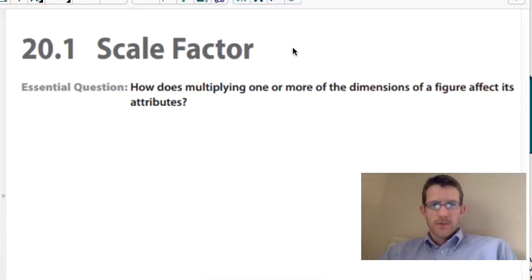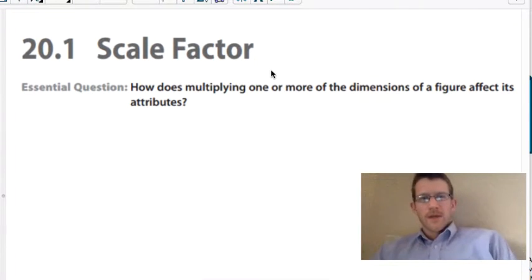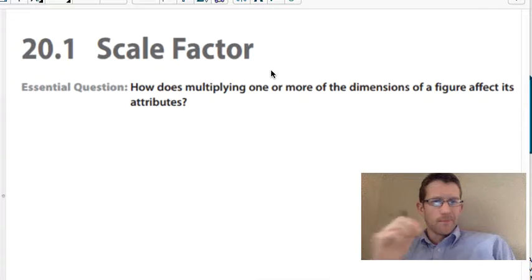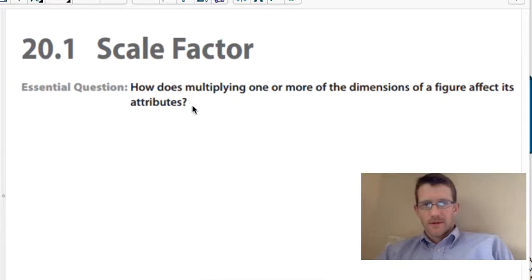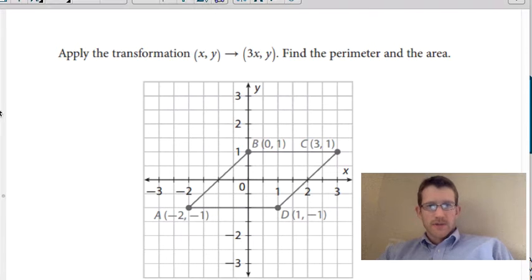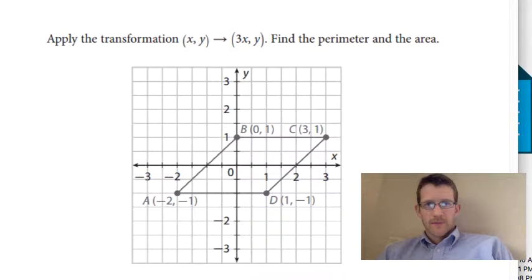We're in 20.1. We're doing scale factor today. The scale factors are really handy because it allows us to shortcut a lot of the calculations that we would do when we multiply something by a scale factor. So we're going to look at the effects of that here. So we're going to start off by talking about perimeter and area.